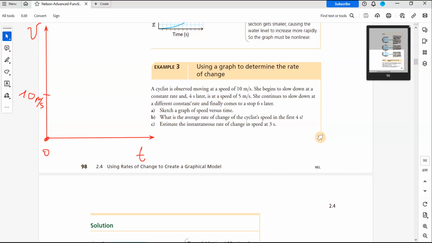She begins to slow down at a constant rate and 4 seconds later is at a speed of 5 meters per second. So for 4 seconds she was decelerating at a constant rate down to 5 meters per second. Then she continues to slow down at a different constant rate and finally comes to a stop 6 seconds later. So the first time she was decelerating for 4 seconds and she covered 5 meters per second of deceleration in 4 seconds. And then she decelerated for another 5 meters per second in 6 more seconds. Okay, 6 seconds. So I would even put it a little bit farther.